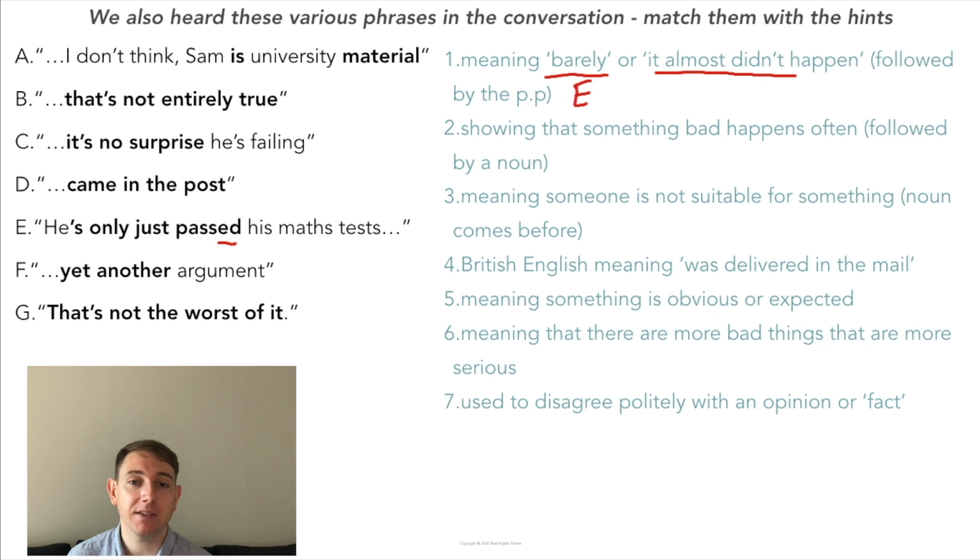He's only just passed his maths test. Someone's only just done something. It almost didn't happen. How about the rest of them? We've got 6 more phrases. Think by yourself and match these phrases with the hints. Pause this video and think.